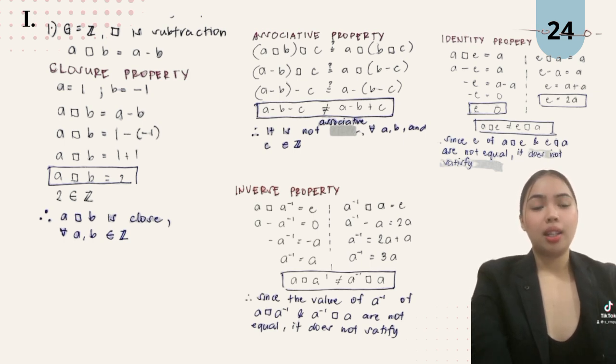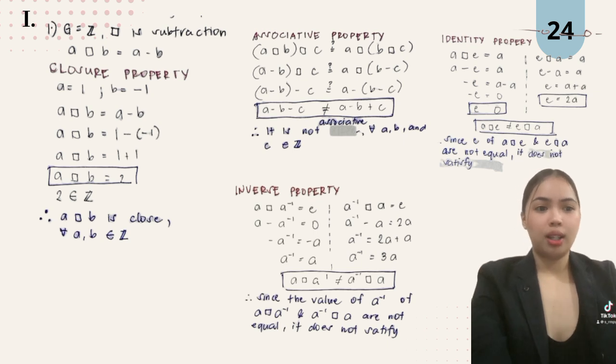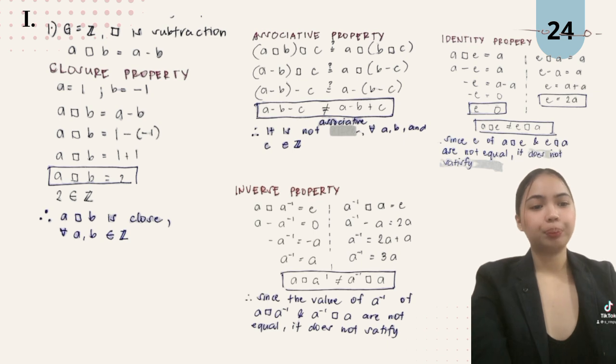So A minus A raised to negative 1 is equal to 0, and on the other side, A raised to negative 1 minus A is equal to 2A. And negative A raised to negative 1 is equal to negative A, and on the other side, negative A raised to negative 1 is equal to 2A plus A. So A negative 1 is equal to A, and on the other side, A inverse is equal to 3A.